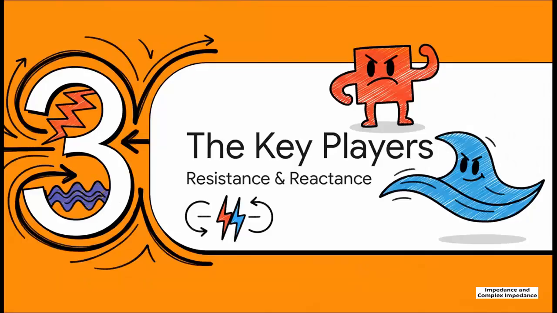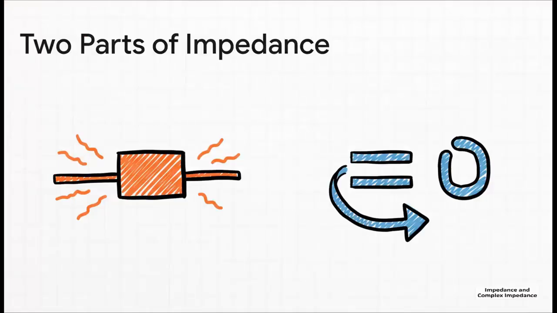But here's the twist. Impedance isn't just one single thing. It's actually a combination of two very different kinds of opposition working together. So let's meet the two key players in this story, resistance and a new character called reactance. So impedance has two components. First, you've got the usual suspect, resistance, our old friend R. This is the part that fights the current and turns electrical energy into heat.